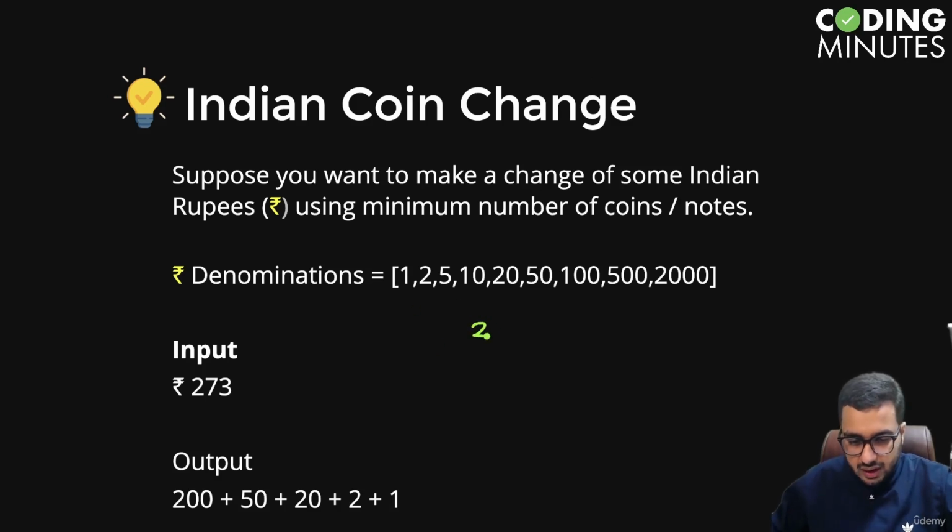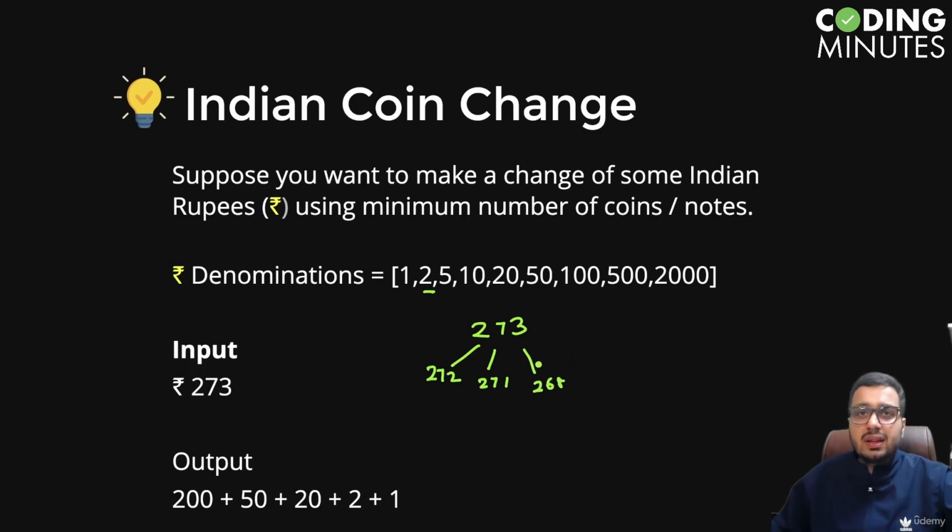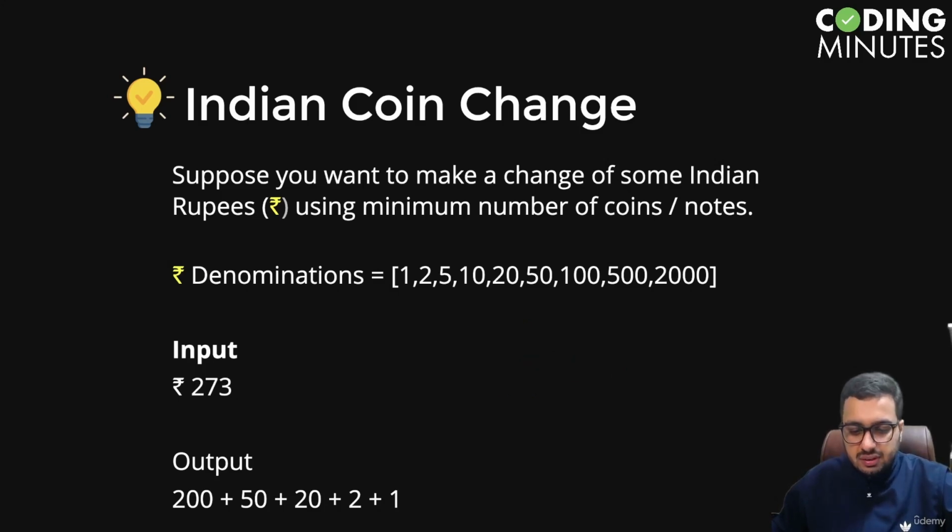So what we do, we have 273 rupees and I can maybe subtract 1 rupee from here and make it 272, but I will not take this path. I can also subtract 2 rupees, use a 2 rupee coin and make it 271, or I can subtract 5 and make it 268 and so on. So by picking one coin, there are so many options to reduce this value of n.